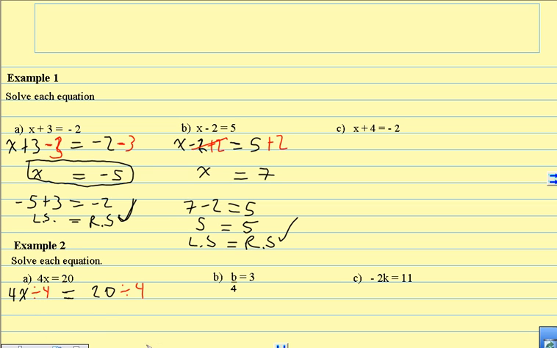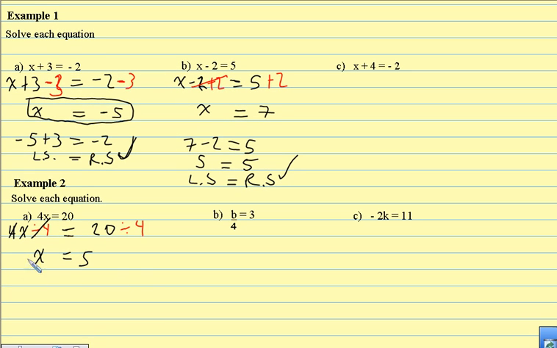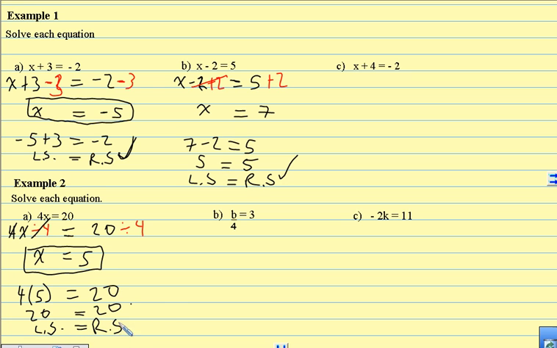So this cancels with this, leaving us with x on the left, and 20 divided by 4 is equal to 5. Now we can check our answer by substituting back into the original equation. 4 times 5 equals 20. Well, 4 times 5 is 20, so we get 20 equals 20. Left side equals right side. So we're good.